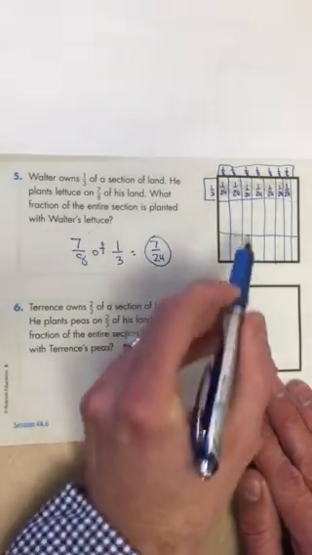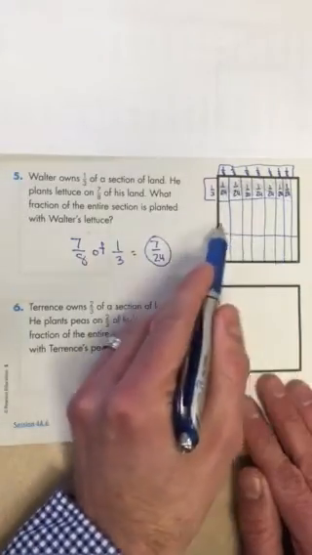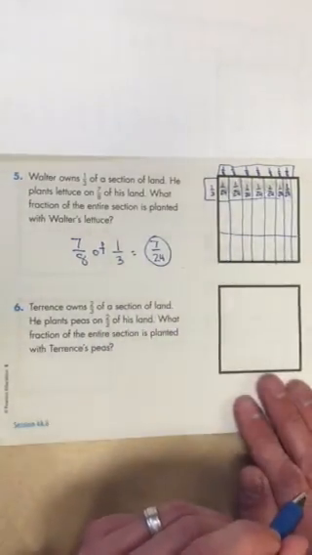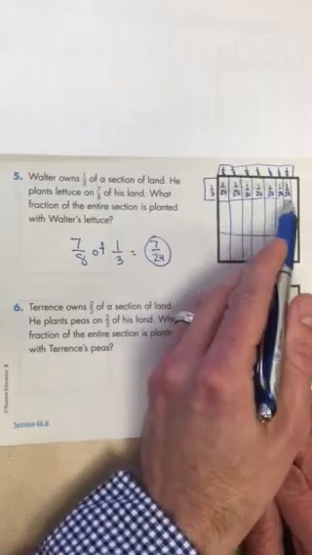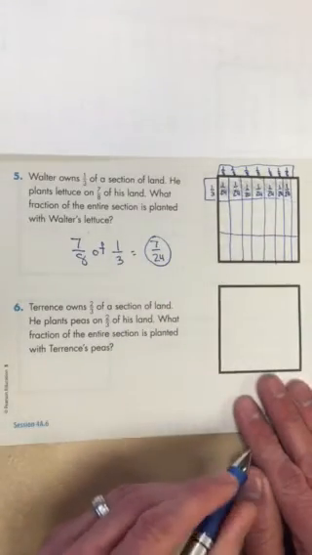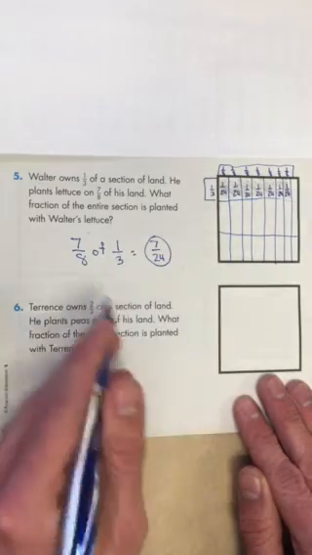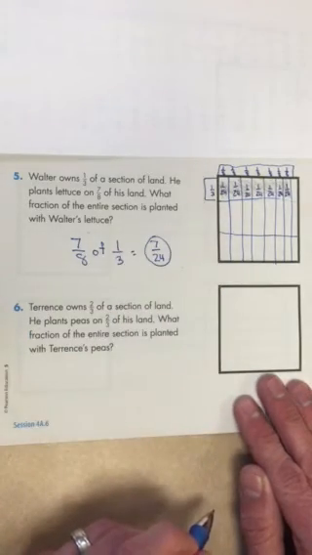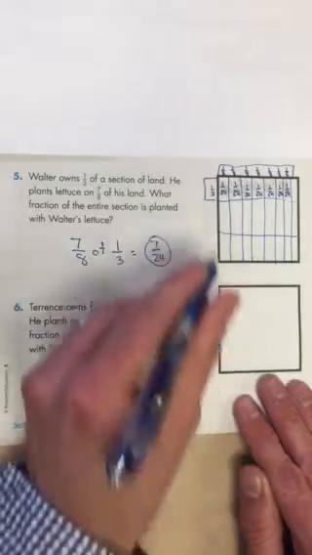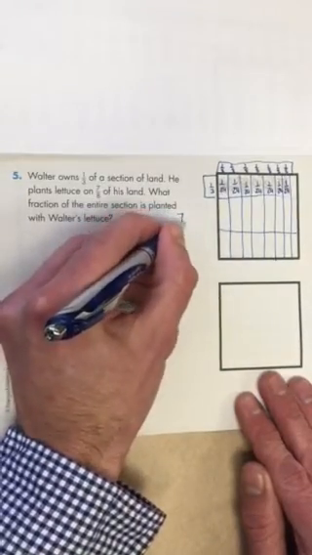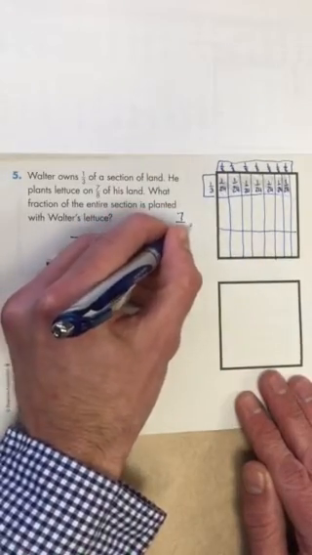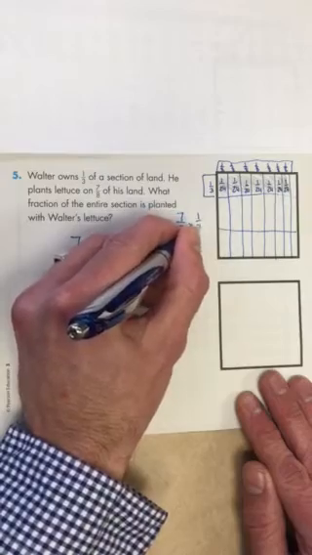One way that I can do this is I know that I have 24 boxes here. So the students can count that, and they can say, well, I have 7 out of the 24 boxes filled. Another thing that I want them to do is whenever they're finished, I want them to rewrite 7/8 of 1/3. So we're going to write that as 7/8 times 1/3.